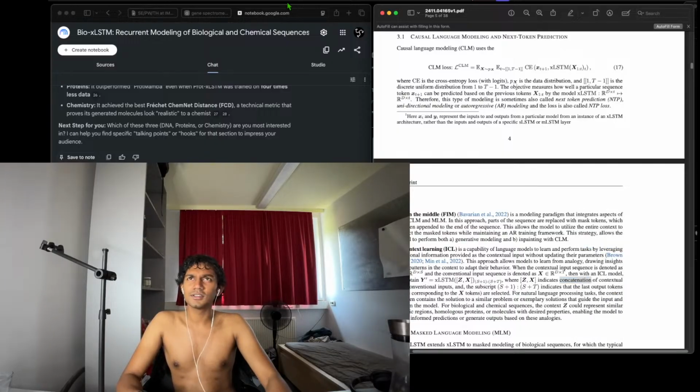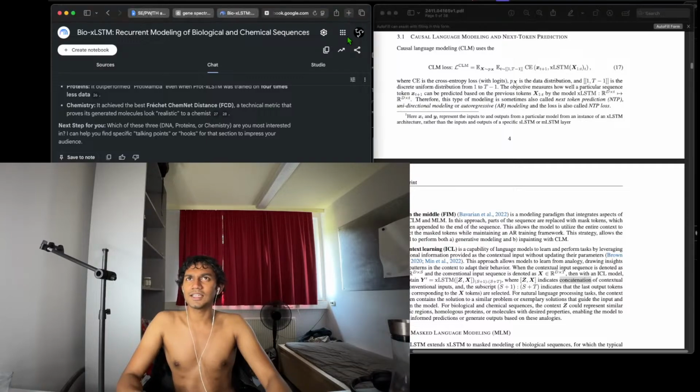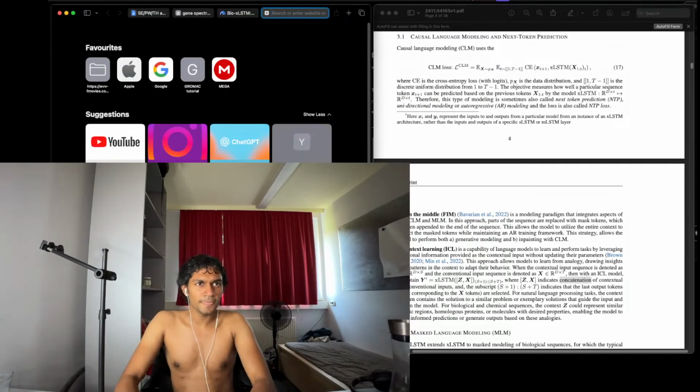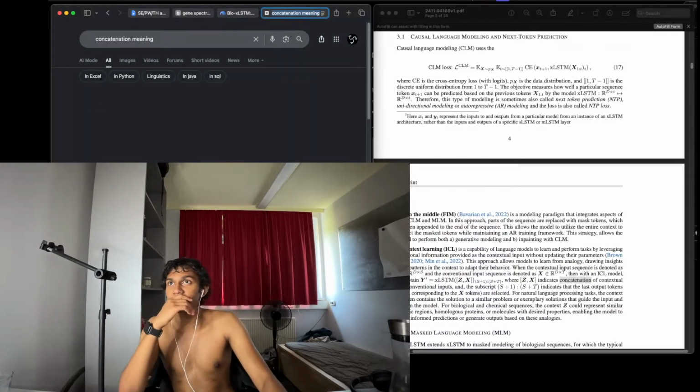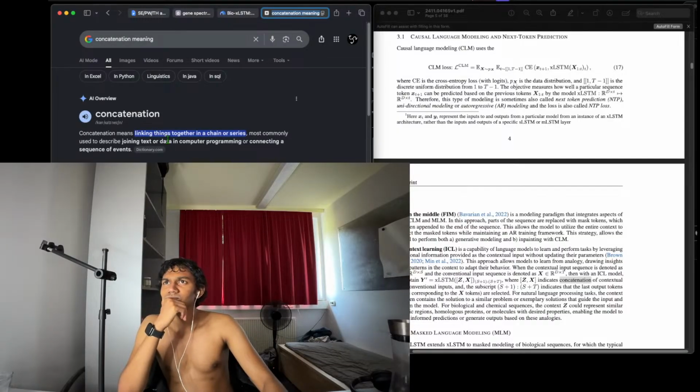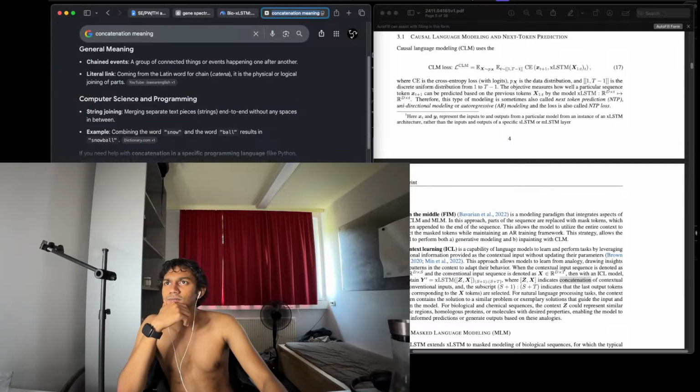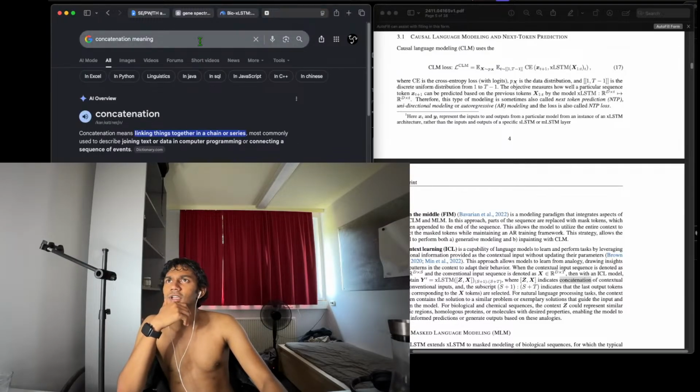Concatenation? That's a new word. It's been a long time. Linking things together in a chain or series. Concatenation. How do you pronounce that?